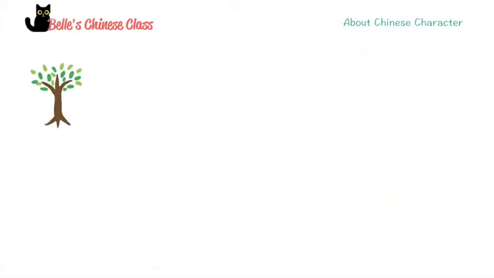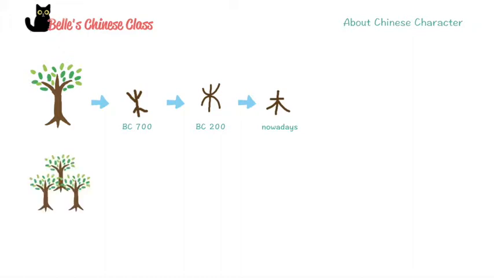Let's take a look at some more examples. This is a picture of a tree, and if we abstract the picture of the tree, we have something like this. Let's simplify the picture further. We have something like this. Finally, if we make it more abstract, we'll get the Chinese character for tree. So what about a forest, where there are many trees? Of course, just put many trees together and we get the character for forest.